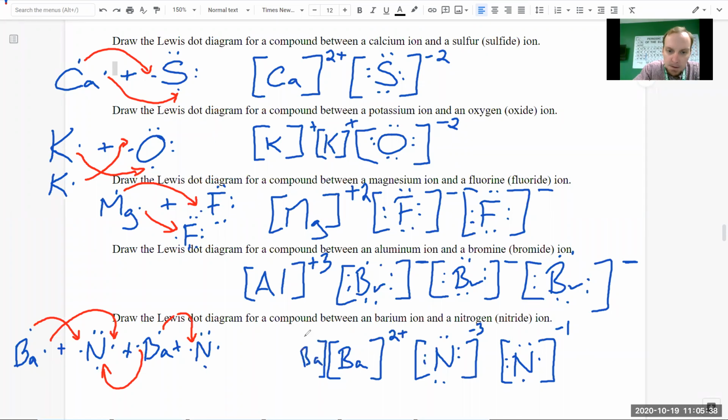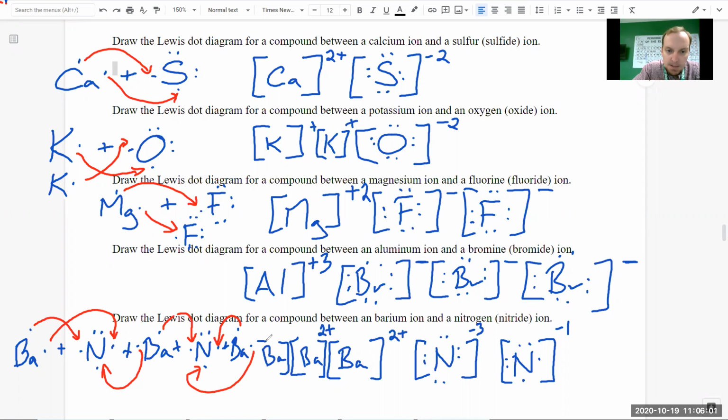Barium +2. Okay, I'm going to add another barium over here. Barium, as you know, has 2 dots. So if I do that, this one can go here, this one can go there, and that looks like it should work. So let's see. I'm going to add another barium. I'm going to squeeze this in.